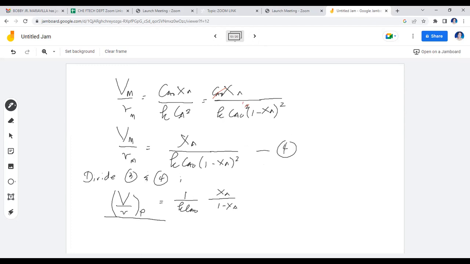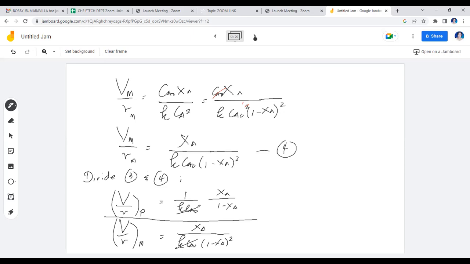You divide that with volume and another small v here. Mixed flow this time is this one: XA over K CAO (1 minus XA) squared. You get to cancel these 2. So you have an expression that is not dependent on initial concentration.